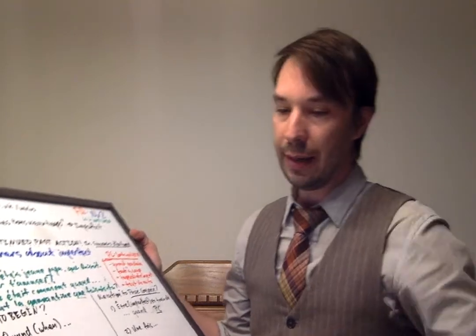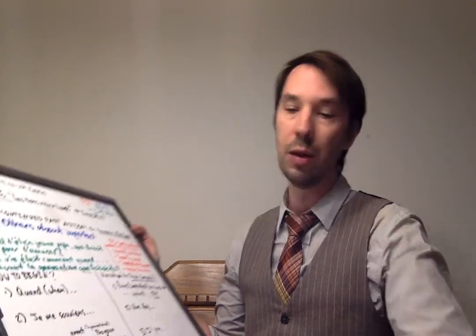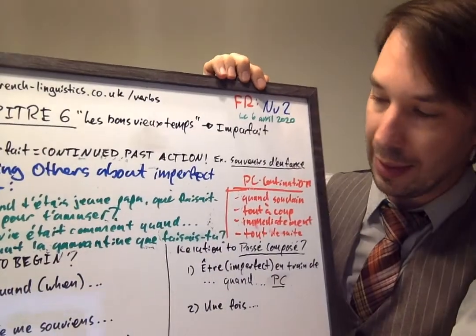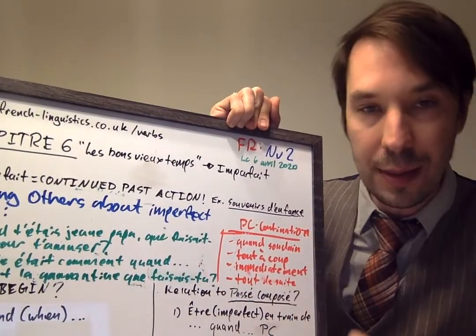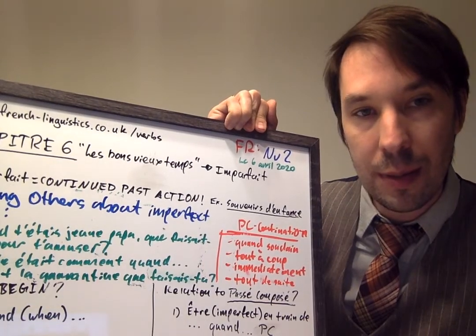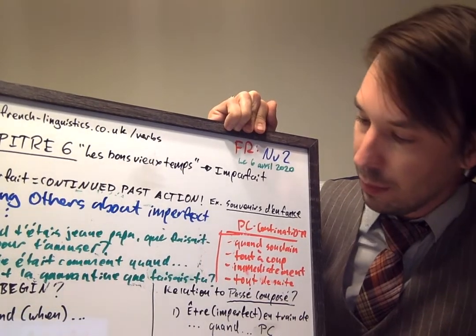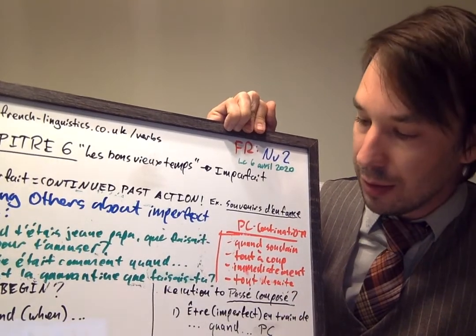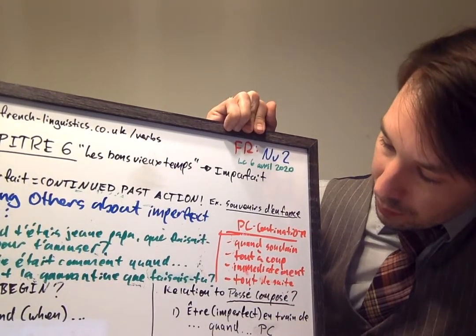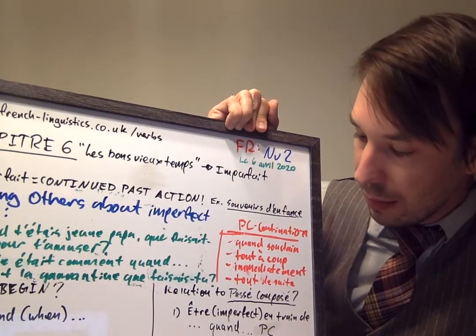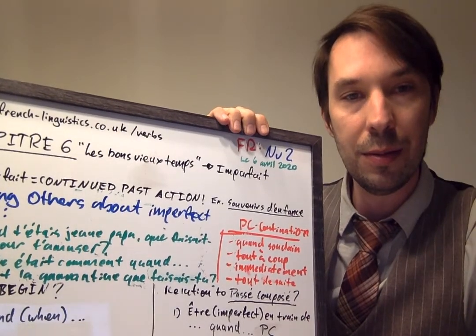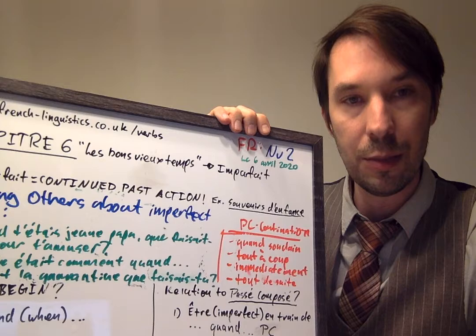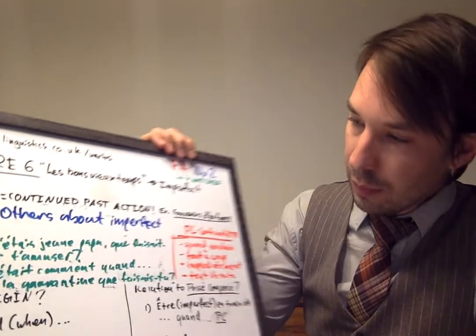Okay. So let's look at how to. Oh, and I'll show you some ways to interrupt continued past action. Quand soudain, when suddenly. Quand soudain, when suddenly. Tout à coup. This is also all of a sudden. Immédiatement, immediately. Tout de suite, right away. So you can use these to interrupt your continued past action. Okay?